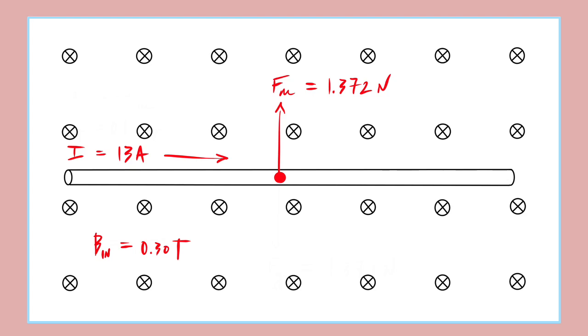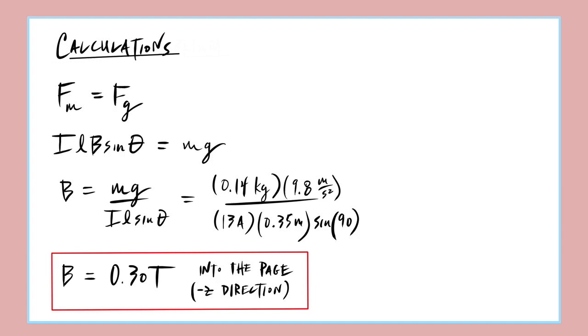Remember, we point our right hand thumb in the direction of the current, which is to the right. At the same time, our right hand palm has to face the direction of the Lorentz force, which we know has to be up in order to make the rod levitate. What we should find is that our extended fingers point into the screen. In physics, this is called the negative z axis. So in conclusion, we have found that a magnetic field with a strength of 0.30 Tesla and directed into the page is needed to levitate our current carrying rod.